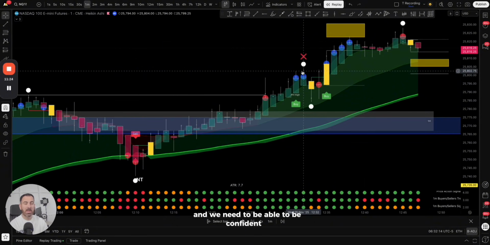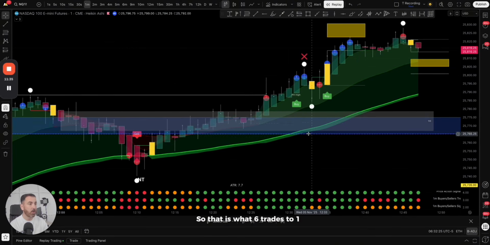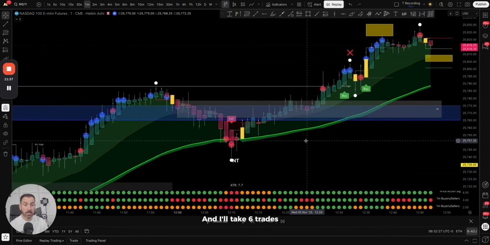And we need to be able to be confident in the ones that are the perfect setups to accept that some of them now and then are not going to play out, and this is one that doesn't play out. So that is what, 6 trades to 1. I'll take 6 trades to 1.